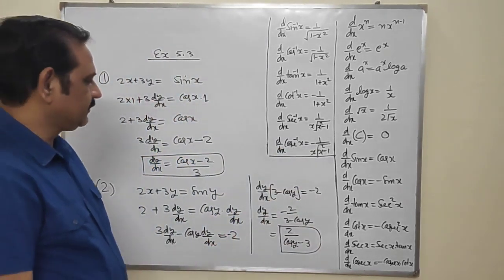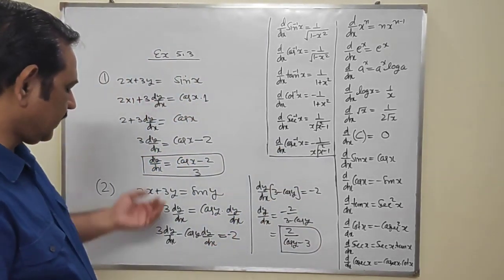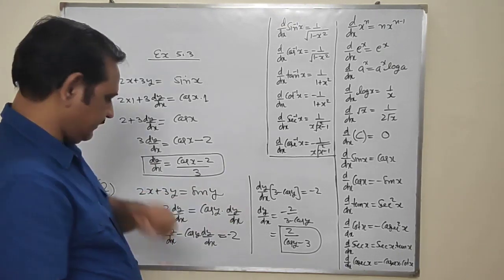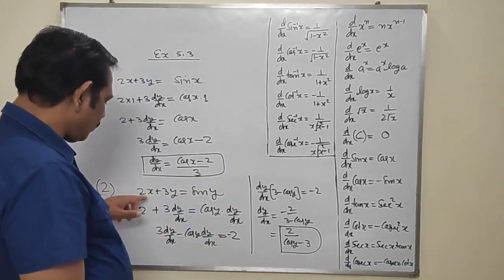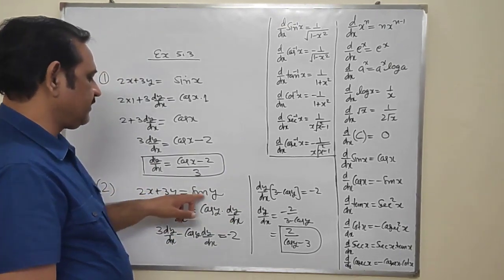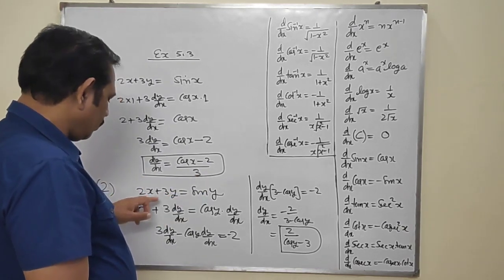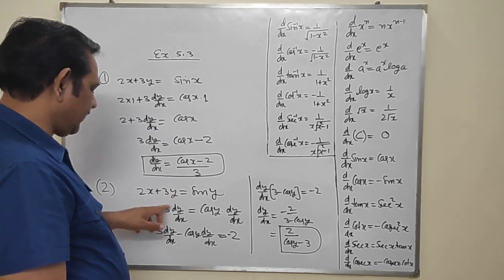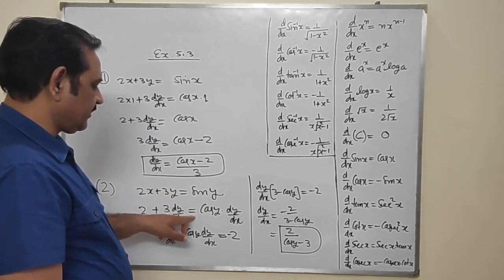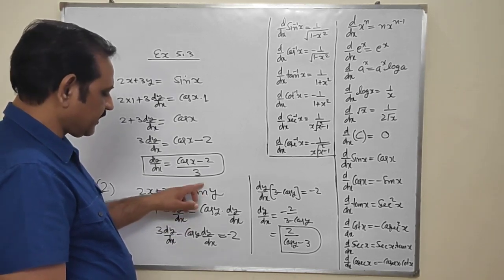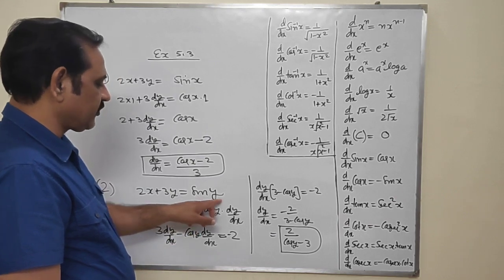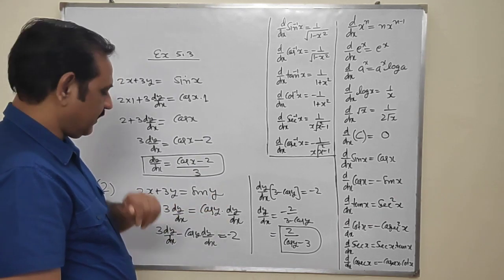These were two questions. Now do one more question. I am repeating this question once again. The question given was 2x plus 3y is equal to sin y. Differentiation of 2x is 2, differentiation of 3y is 3 dy by dx is equal to differentiation of sin y, which is cos y, and differentiation of y by chain rule is dy by dx.